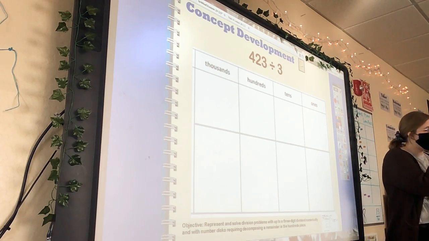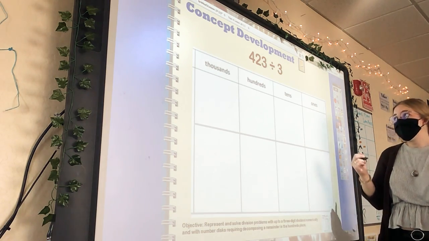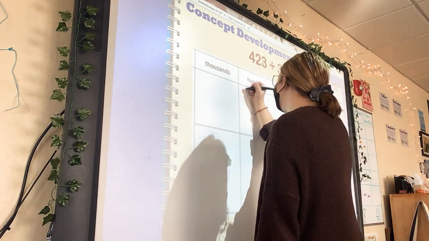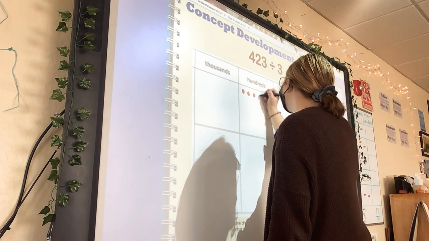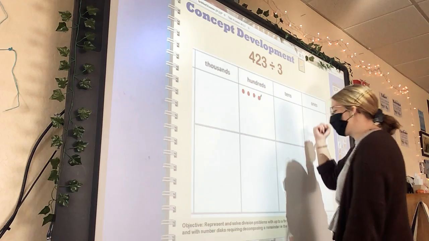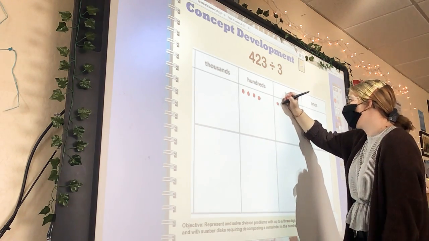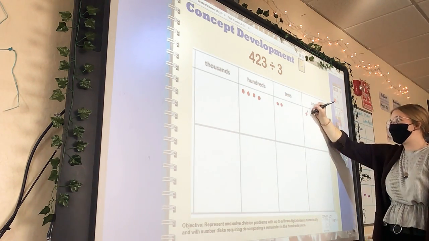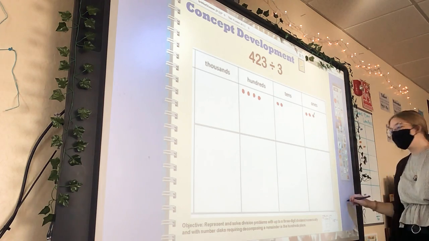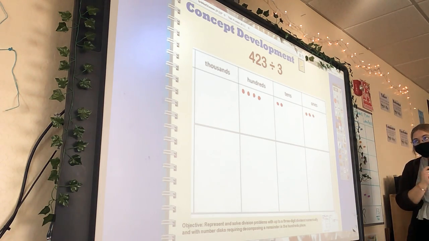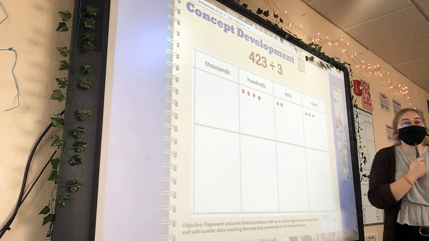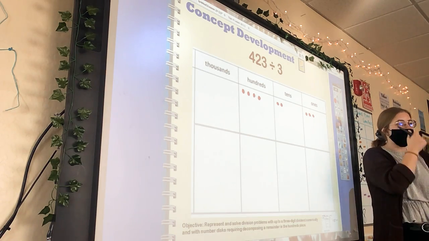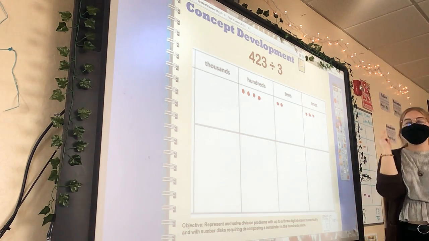So I've got 423 divided by 3. How many hundreds? 4. How many tens? 2. And how many ones? 3. How many thousands? 0. Do I have to put anything there? No. Okay. And my divisor is what? 3. So I'm going to divide by 3.